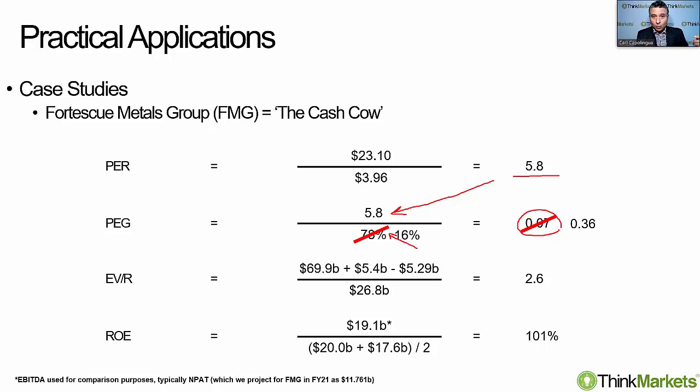Return on equity, we are going to use EBITDA here instead of the typical net profit after tax, simply so we can compare it to the next case study. That came in at 19.1 billion. The average total equity is calculated by summing this period's equity and last period's equity, dividing by 2, and the return on equity in terms of EBITDA comes out at 101%. Now, if we use the standard, which is net profit after tax, that return on equity comes down to 62.5%, which is still extraordinary when you compare it back to the market average of about 12%.